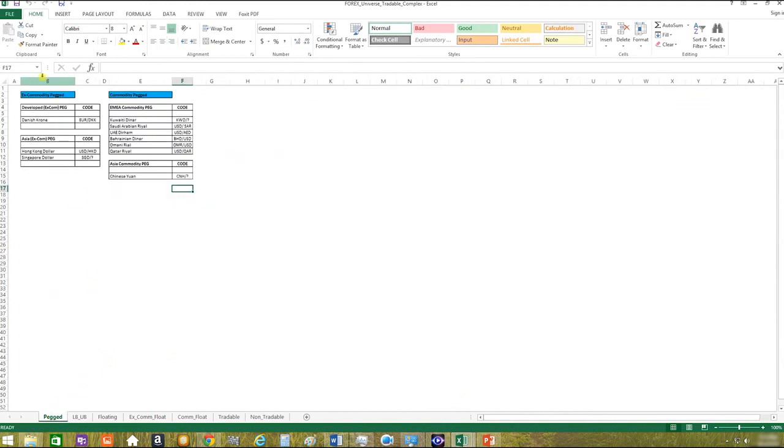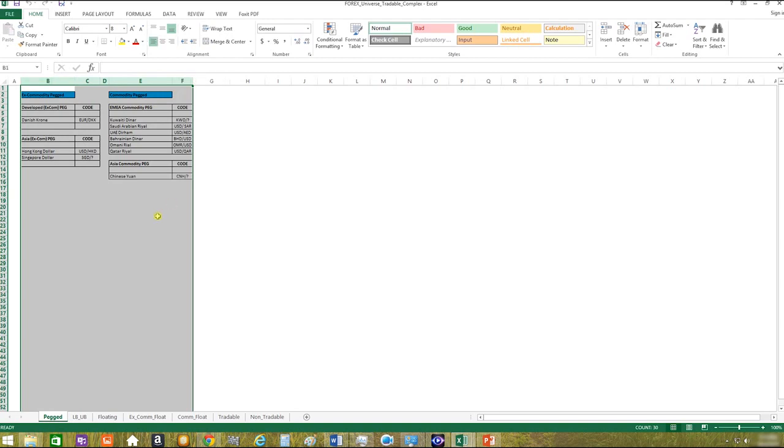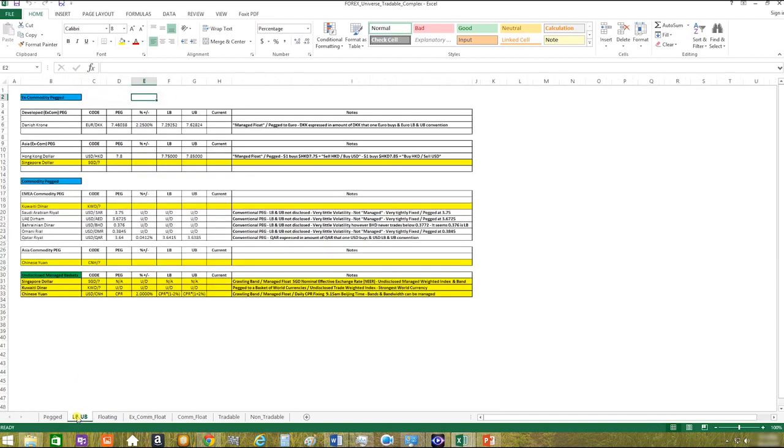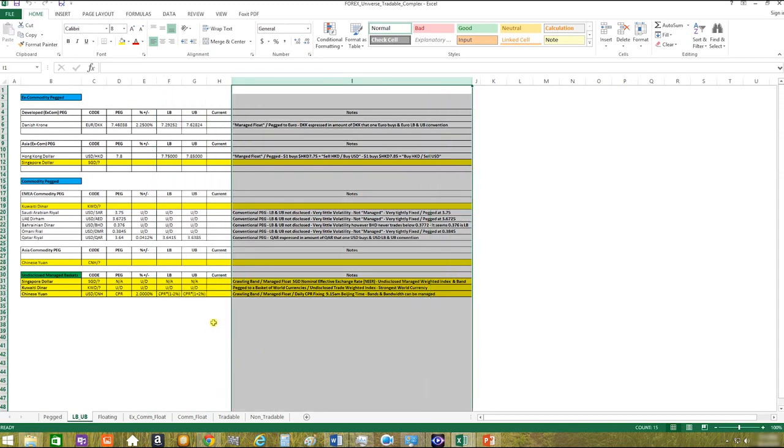So what we have here is X commodity pegged and commodity pegged. And inside the next sheet, we have them all laid out as X commodity pegged and commodity pegged, but with what we call the upper and lower bounds of the fixed or pegged system. And on the right hand side here in column I, we also have some qualitative notes on how the pegs actually work.